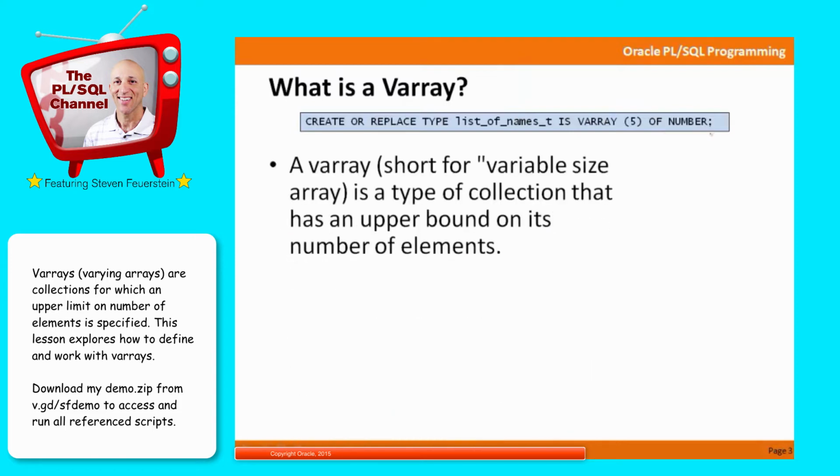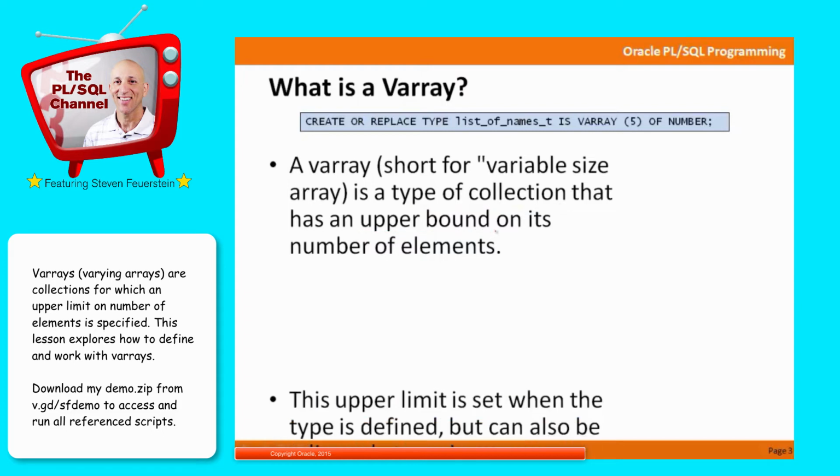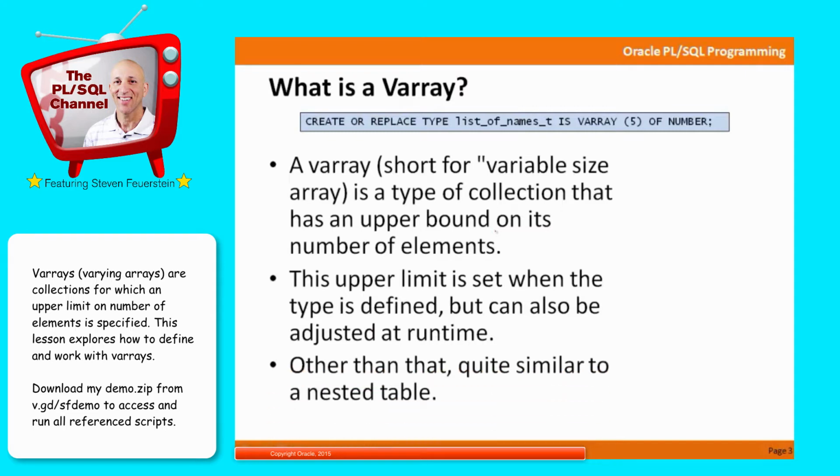A V-array, short for variable size array, is a type of collection that has an upper bound on its number of elements, which, by the way, makes it kind of strange that Oracle would call this the variable size array because it's the most fixed in terms of the different types of collections. This is the only type of the three types of collections, a V-array, nested table, and associative array, that define an upper limit on the number of elements allowed. You set this upper limit when the type is defined, as I just showed you here, but you can also change it at runtime, and I'll show you an example of how to do that later.